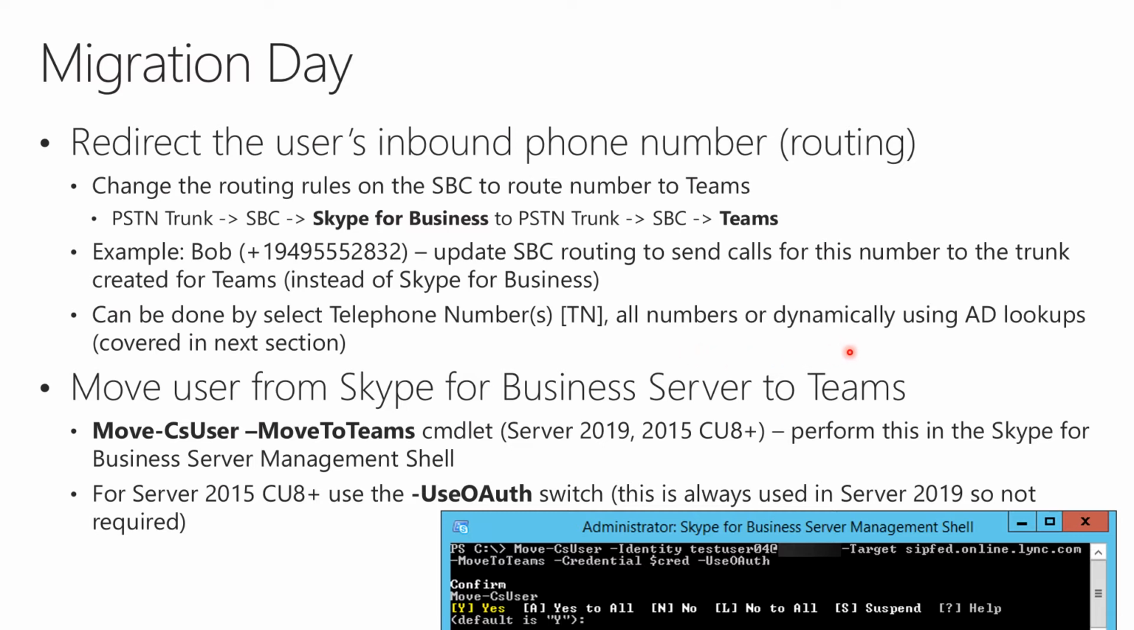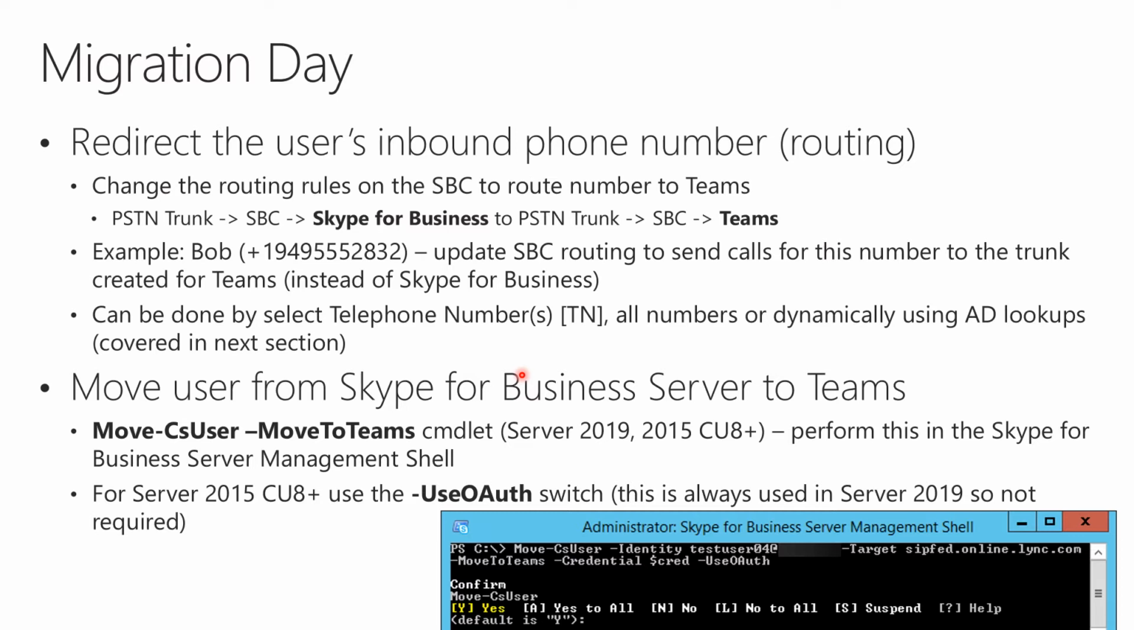Or maybe you have a rather large site and you're doing chunks of users at a time. Well, that may not be great to do by telephone number because a lot of times the phone numbers aren't in blocks, they're not in sequence. So we might have an opportunity to do that dynamically using what are called dynamic Active Directory lookups. I'm going to cover that in the next section. But essentially, this first task is all about redirecting the inbound phone number for the user.